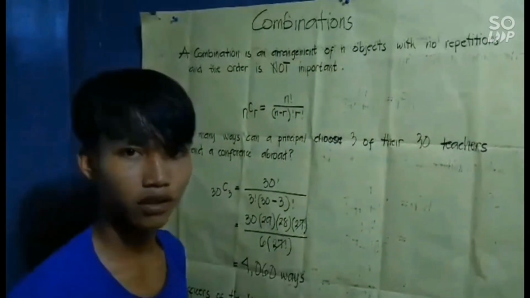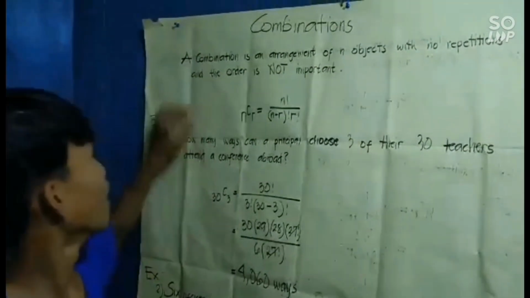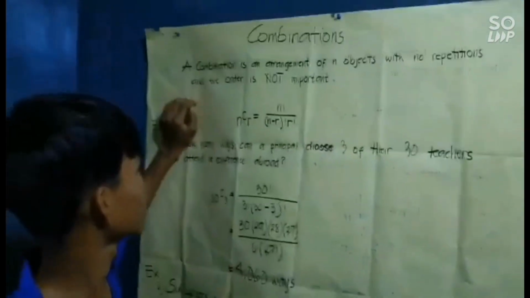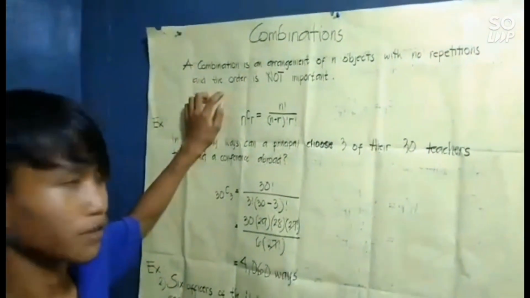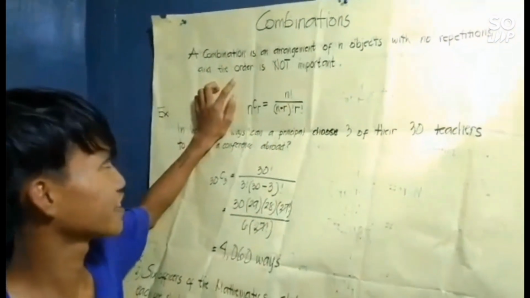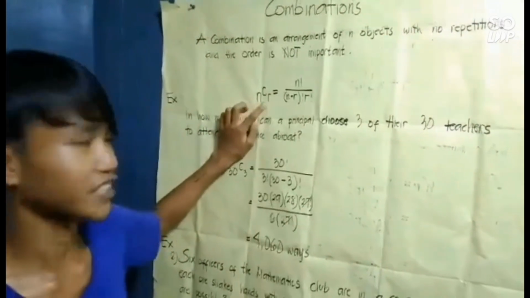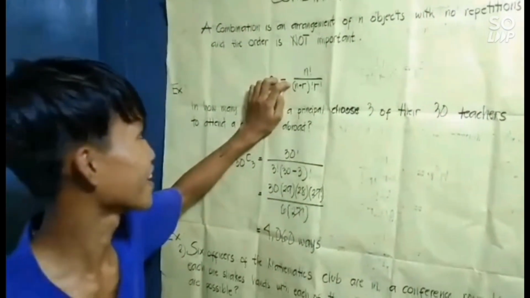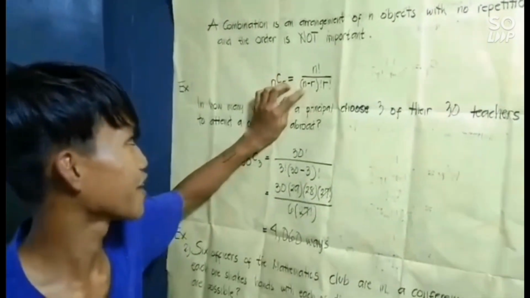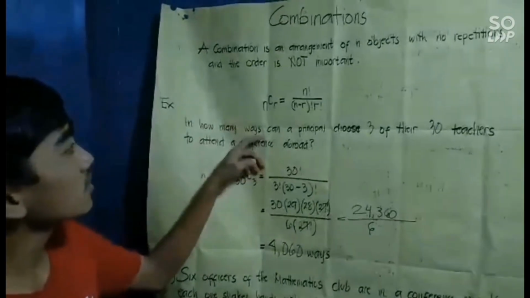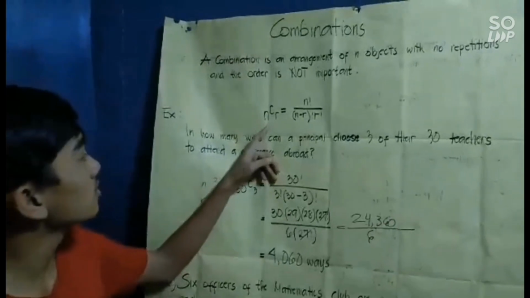The second is combination. What is combination? A combination is an arrangement of n objects with no repetition and the order is not important. Remember, the order is not important. The formula: nCr is n factorial over n minus r factorial times r factorial. Here are the problem examples of combination.